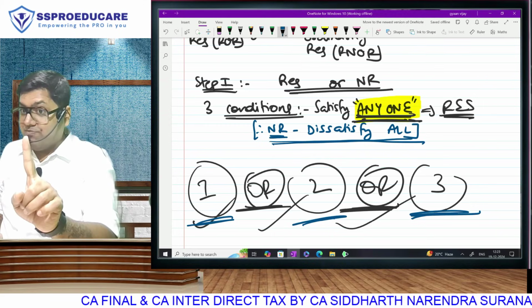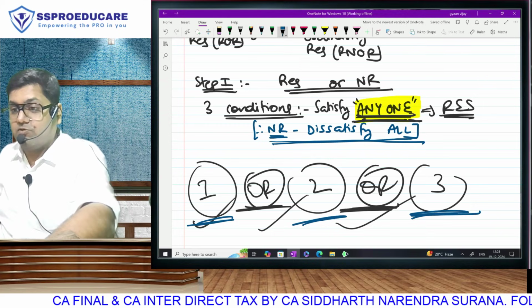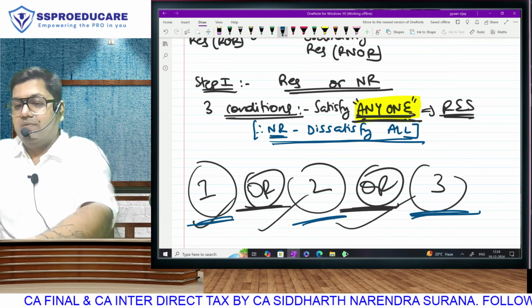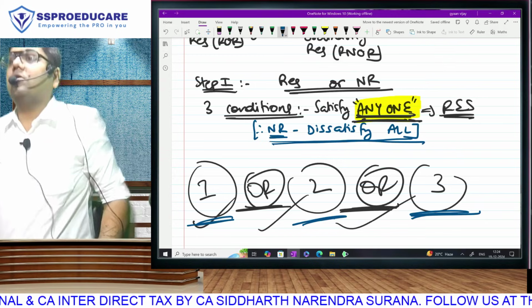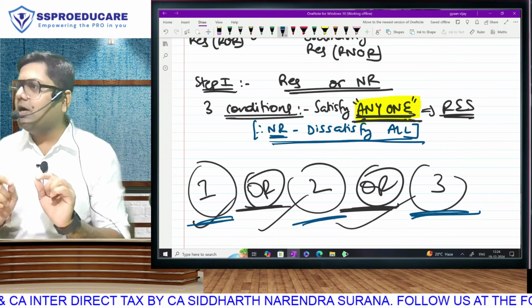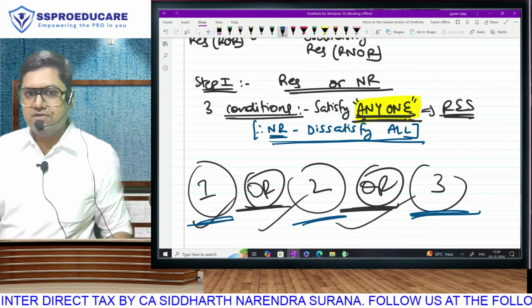And what is the impact of becoming resident? All in all, you have to be clear about this. What is the impact of becoming a resident? What happens when you become a resident? You have to pay tax on your global income, world income. Is that clear, everyone? Okay.